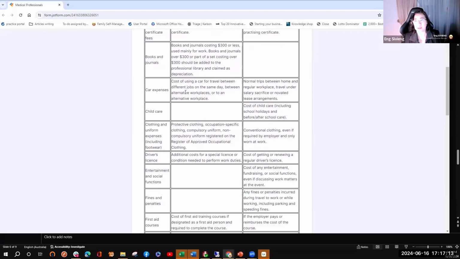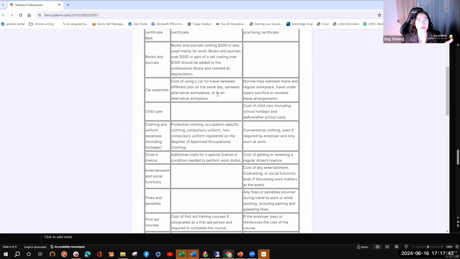And the car expense, like using the car, traveling between different jobs on the same day, or between different workplaces, or if you need the car to go to conferences or seminars, this is all deductible. If you want to get more, it's better that you keep a logbook. We can claim it by cents per kilometer, but that's up to 5,000 kilometers. But you still need to substantiate that.